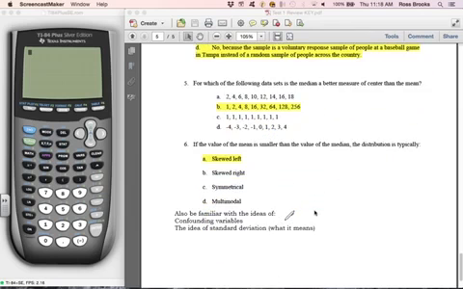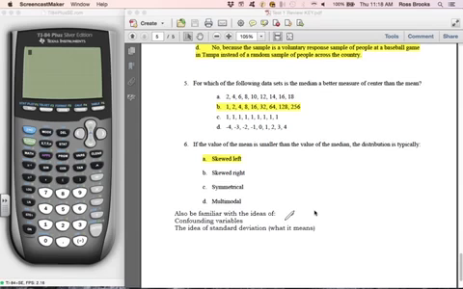And then wrapping this up, if the value of the mean is smaller than the value of the median, the distribution is typically skewed to the left. And that's something we discussed in Chapter 3. If your distribution is skewed to the left, the mean is usually smaller than the median. If it's skewed to the right, your mean should be larger than the median. And if it's symmetric, then your mean and median should be fairly close to one another.